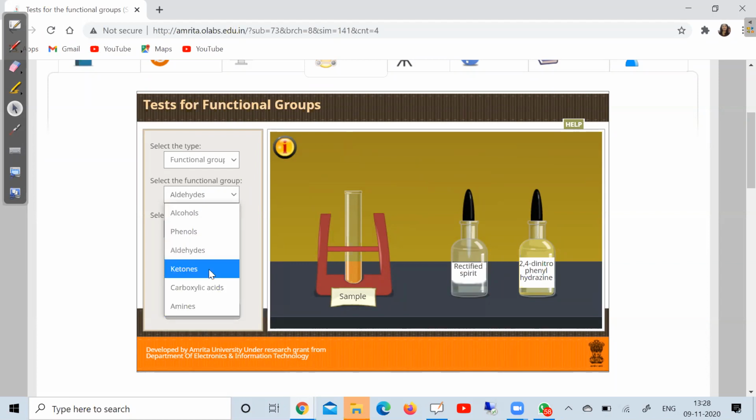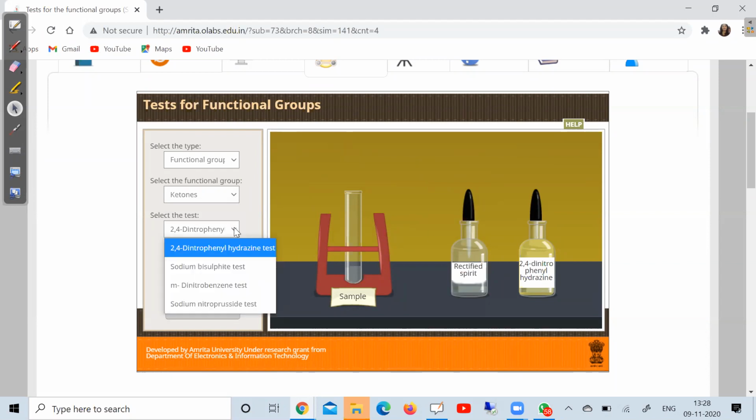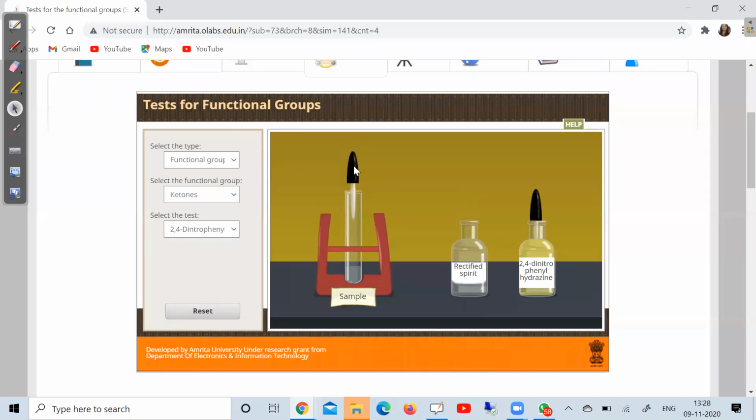What is a test for ketone? Ketone, what will we take? Sample. Okay. For ketone, you can see what tests are possible. First is the 2,4-DNP test. What is the 2,4-DNP test? Again, you can see the same thing. In ketone, you take the sample and then add 2,4-DNP reagent, you get the yellow precipitate. Okay, so the 2,4-DNP test is given by both aldehydes and ketones for confirmation of the CO group, carbonyl group.